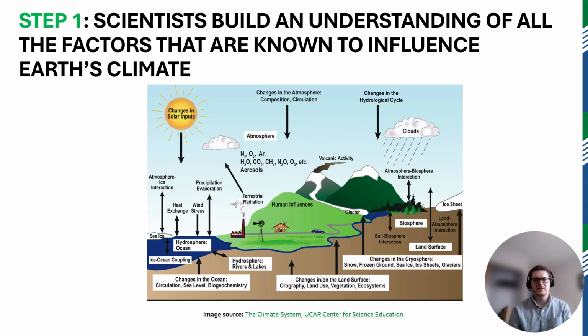Scientists work to build an understanding of all the factors that are known to influence the Earth's climate. As you can see in the figure here, there are a number of different factors and processes that need to be modeled inside of a climate model to understand what the conditions are at a given location. Things like changes in the atmosphere composition and circulation, changes in the hydrologic cycle, clouds, the atmosphere itself, changes in the solar input. If there's ocean and atmosphere in the same grid cell, there's potentially an interaction between the air and the sea and potentially sea ice.